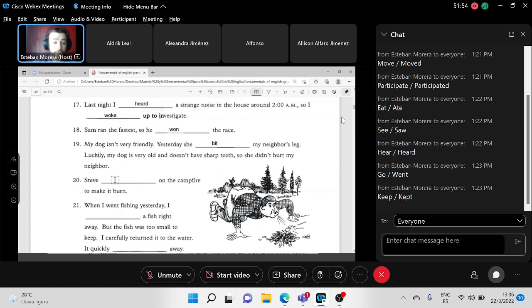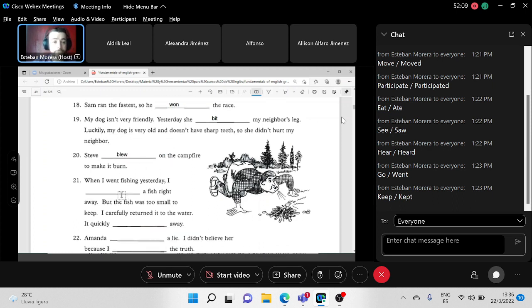Number 20, Steve on the campfire to make it burn. Okay, in this case, we can use blew, which is a past tense of blow. Blow in the present, blew in the past.